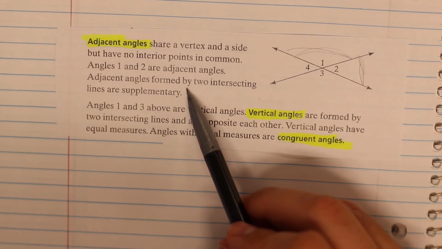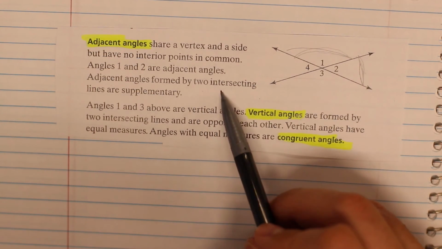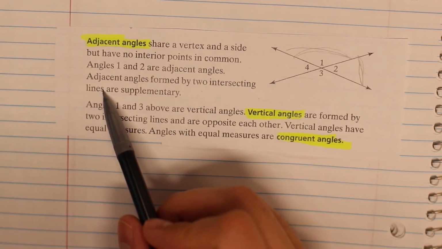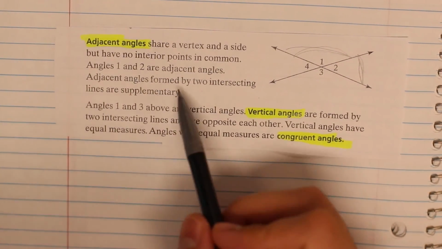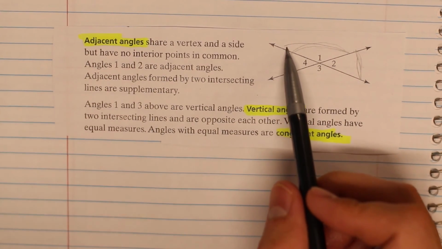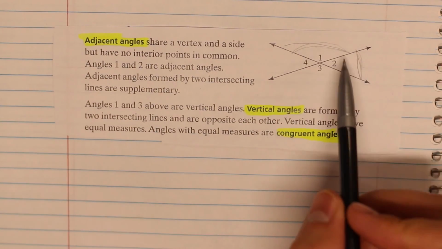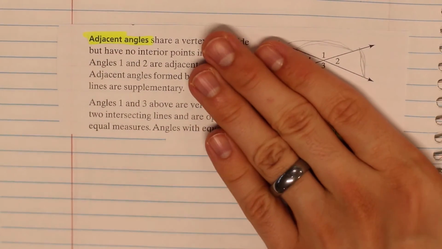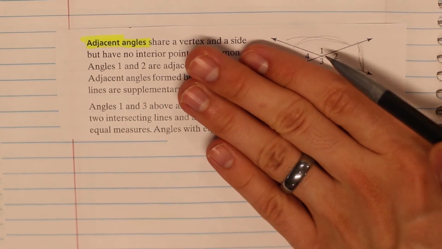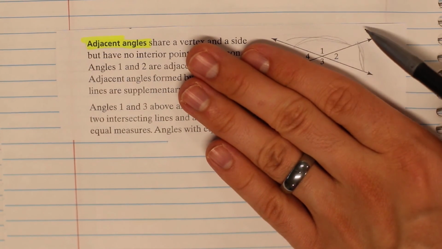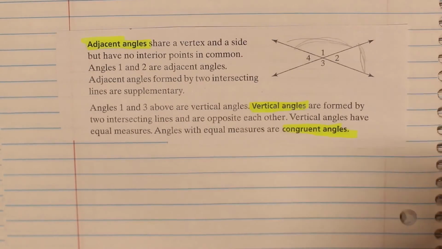Adjacent angles formed by two intersecting lines are supplementary. You see, because two supplementary angles are going to make a 180. Remember, 180 makes a straight line. Look at those two. When you put them together, what line do you get right here when they're all together? You would get a 180 angle. So they're supplementary.